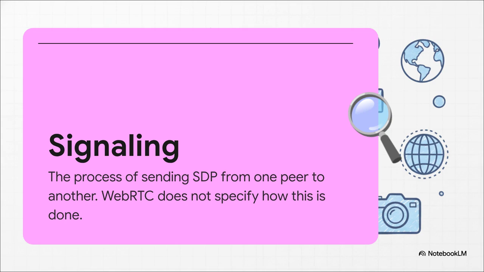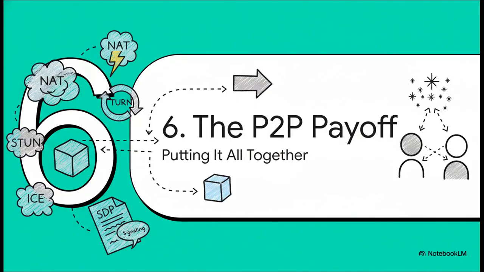And listen up, because this is the key part that trips up so many developers. WebRTC intentionally leaves this part out. It does not care how you get that SDP from peer A to peer B. It's on you, the developer, to build this messenger service yourself, usually with something like WebSockets. Okay, deep breath. Let's put all these pieces together. We have NAT, STUN, TURN, ICE, SDP, and signaling. I know it's a lot, but when it all works, you get that incredible peer-to-peer payoff.